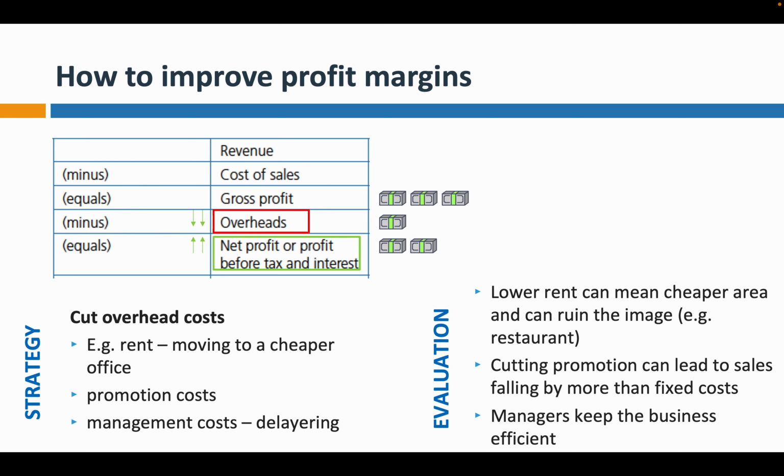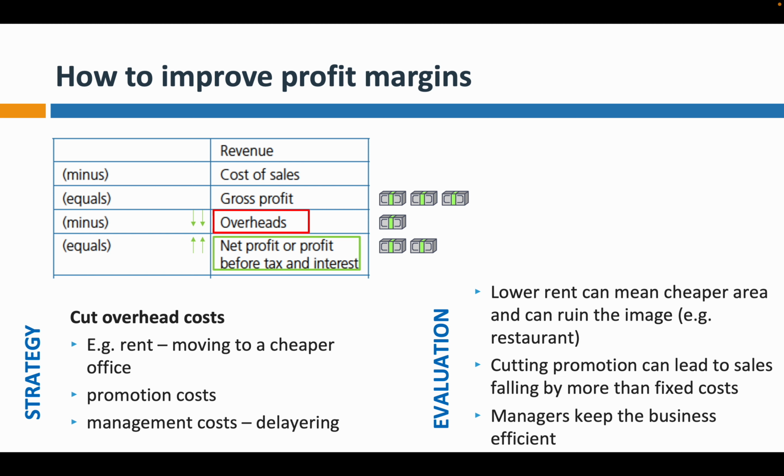And the evaluation of these different examples could be that, well, if you decrease rent or basically move to a cheaper office, yes, you will pay a lower rent. However, depending on your product, what you're selling, whether it's some regular good or some kind of premium service, it can ruin your image. So for example, if we're talking about a premium restaurant, it probably should be located at a premium location. Moving to a cheaper area would probably lower your sales and therefore lower your profits. The example of the promotion costs: cutting promotion costs can lead to sales falling by more than the fixed costs.